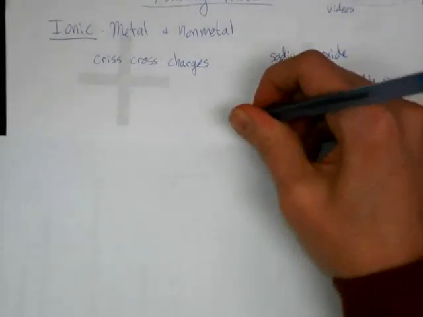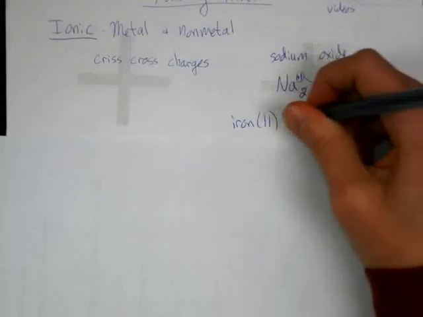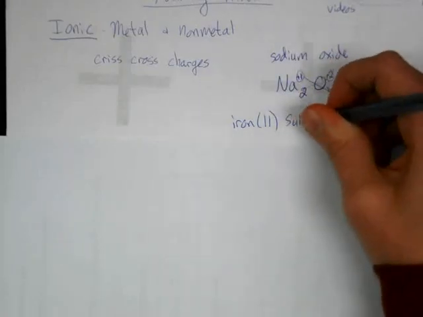Another quick example would be if we have something like iron. Let's do iron 2 sulfate.